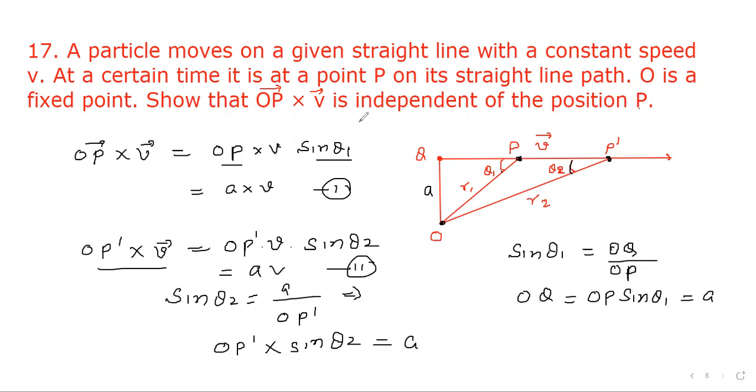So we can say OP cross V vector is independent of the position of P, because when we evaluate this OP cross V for point P, we have got A into V. When we evaluate it for point P dash, where the angle is theta 2, in that case, again, we have got AV. So we can say the cross product of the two will remain constant. Hence, OP cross V is independent of the position of P.